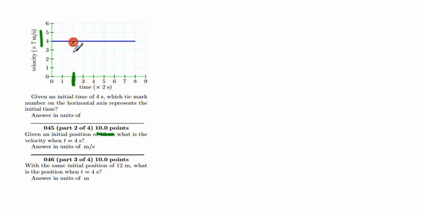So you read that, and the velocity is not 4 meters per second because, again, each tick mark on this axis is 7 meters per second. So this would be 7 meters per second, 14 meters per second, 21 meters per second. So the velocity here is 28 meters per second. And again, you're going to have different numbers, but same idea. What is the initial position? The initial position is 12 meters. What is the position at 4 seconds?